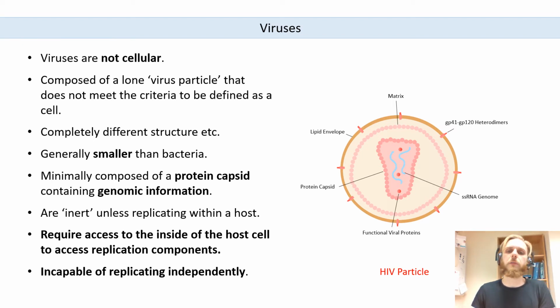I mentioned how simplistic viruses are in terms of not being able to replicate their own genome, not being able to express their own genome. So they can't make proteins, they can't produce energy. The consequence of that is that we consider viruses inert. So when a virus is on its own, when it's not infecting any cells, it's inert.